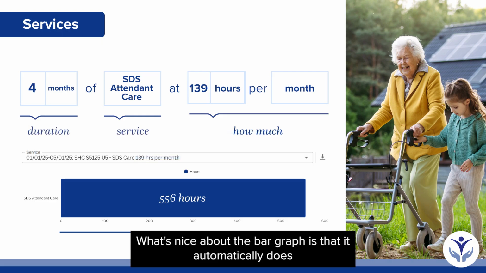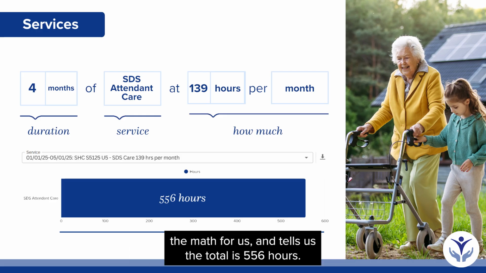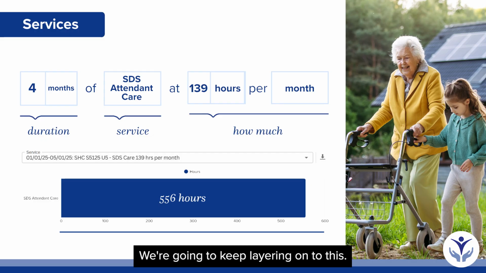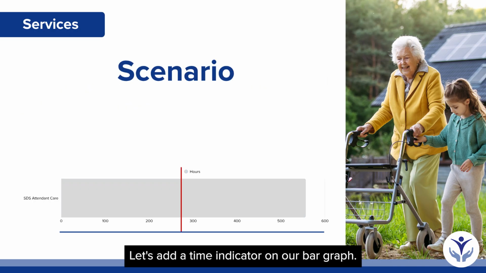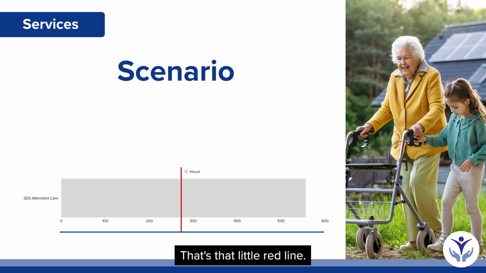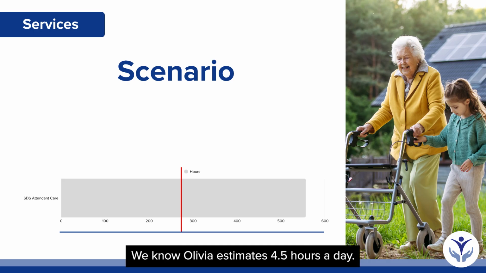What's nice about the bar graph is that it automatically does the math for us and tells us the total is 556 hours. We're going to keep layering onto this. Let's add a time indicator on our bar graph. That's that little red line. We know Olivia estimates 4.5 hours a day.